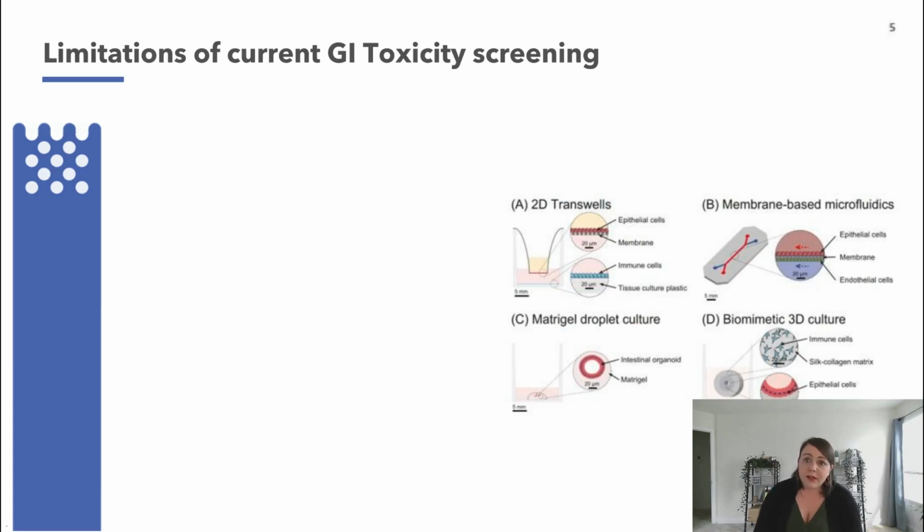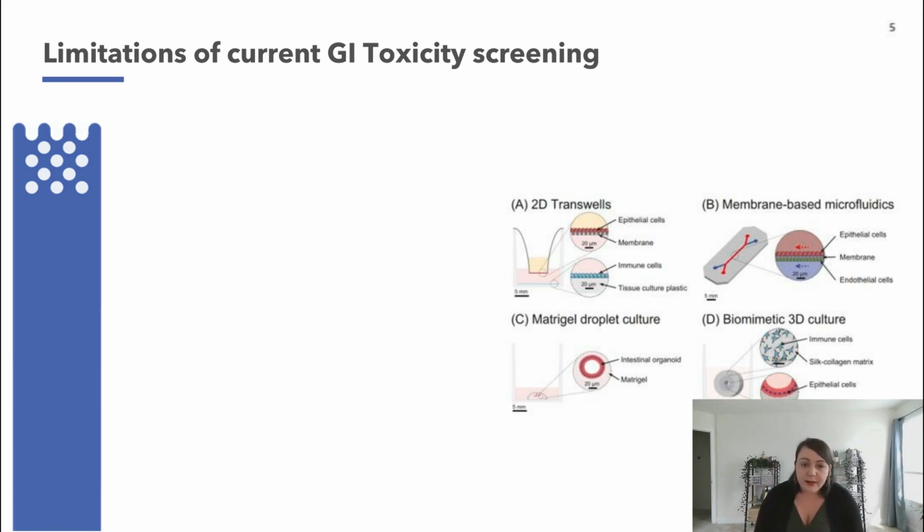So when we're talking about in vitro models, there's a lot of different ones that we can talk about and that are used in the field. The image on the right-hand side shows the four major buckets that these fall into. In A, we have 2D transwells. These are nice because we can add cells to the top or the bottom of the transwells. In B, we have a schematic of membrane-based microfluidics. So here, this is a small chip that we can add flow and stretch, and this really complicates the environment and adds more physiologic relevance.